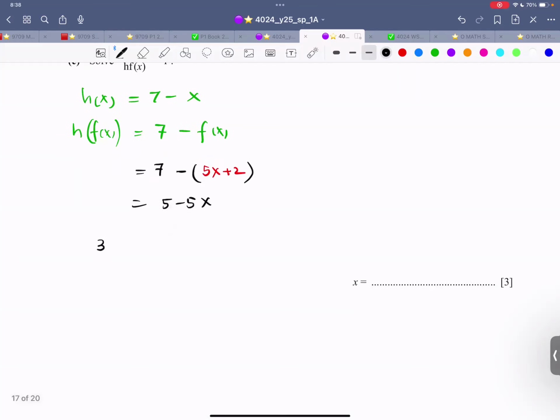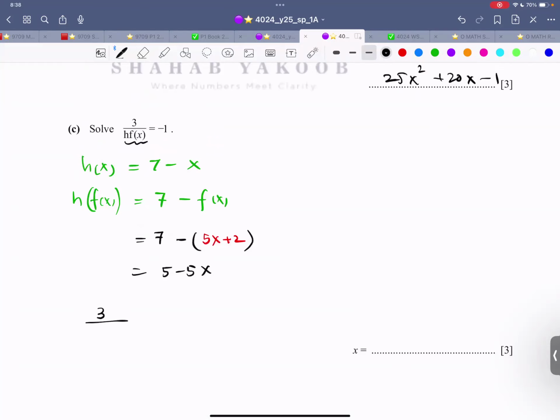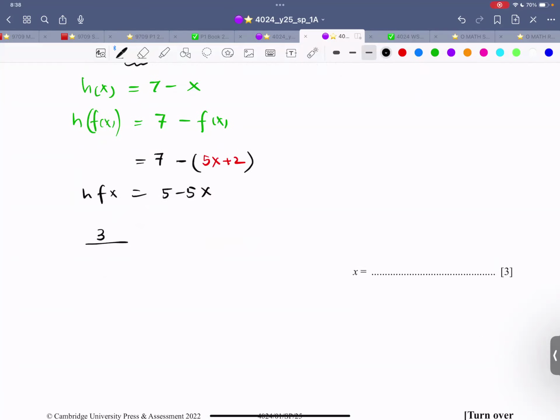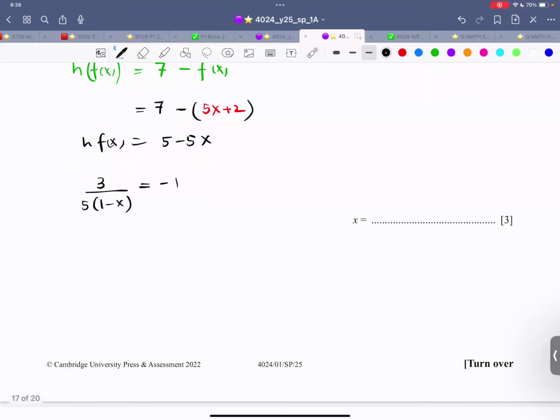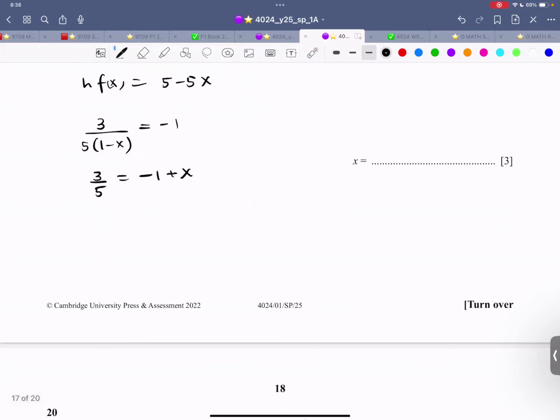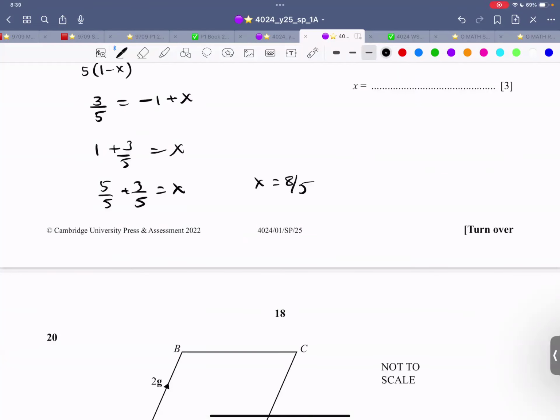3 over h of f(x). This thing is h of f(x), 5 minus 5x. This is 5 times (1 minus x), equal to negative 1. Cross multiply. 3 over 5 is minus 1 plus x. Take 1 to the other side. 1 plus 3/5 is equal to x. 5 over 5 plus 3/5 is equal to x. x comes out to be 8 over 5.